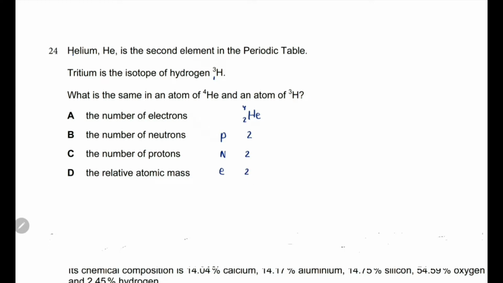Coming towards the tritium, it is H, 3 and 1. Protons over here is 1. Neutrons, 3 minus 1 becomes 2. And electrons, it is again neutral, so it has 1 electron. So the similar thing these two have is the number of neutrons, so choice B is the correct choice. Number of neutrons is the same.